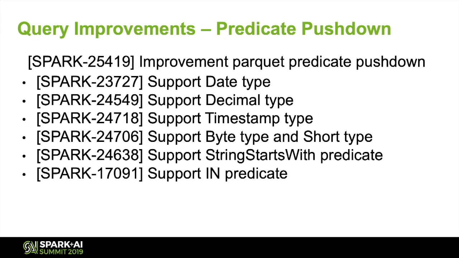To enhance this useful filter pushdown feature in Spark for Parquet format, we submitted a few JIRAs and pull requests, like support for date type, decimal type, etc. Those features are available in 2.4 now.